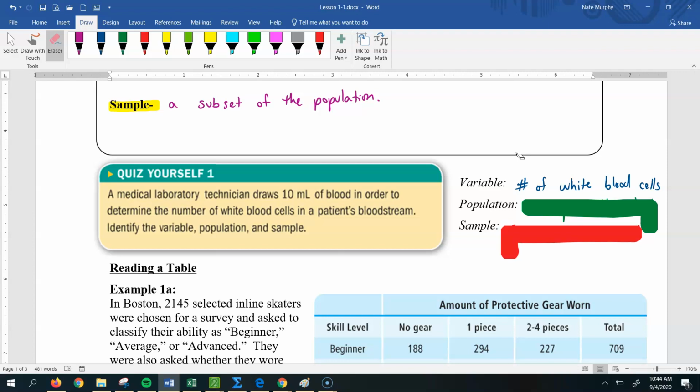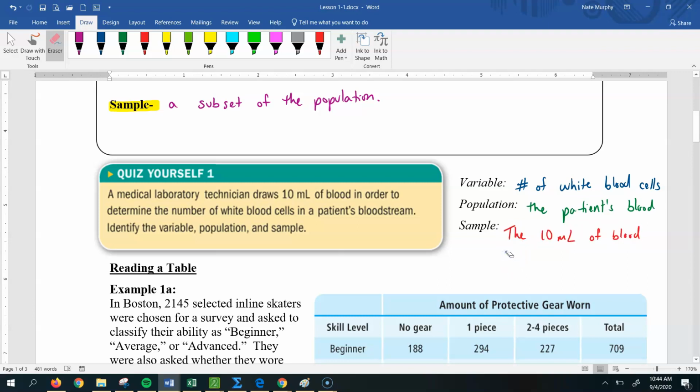So the population in this situation would be the patient's blood. Okay, so all of the blood in the patient would be the population. Now, obviously, we can't study all of the blood in the patient's bloodstream, and so we're going to look at the sample as being the 10 milliliters of blood that they take out. All right, so that's what a population and sample and what's a variable is all about.